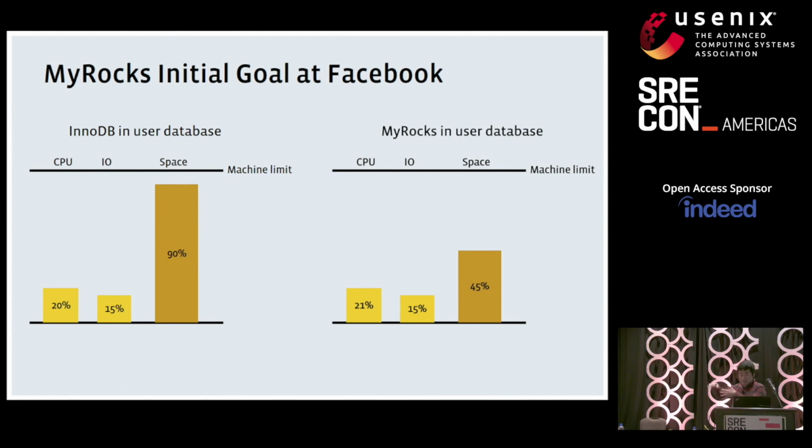By saving space while using the same CPU and IO, we could add more data to the same machine. This means the number of servers necessary to run our database services can be dropped by half. So this is a huge cost saving for us. This was exactly what we were looking for. After verifying that, we started carefully implementing MyRocks to serve our services and started migrations.